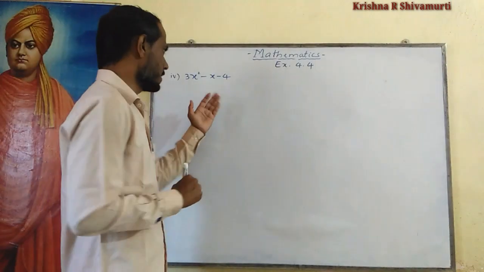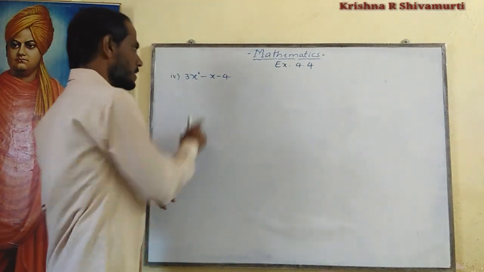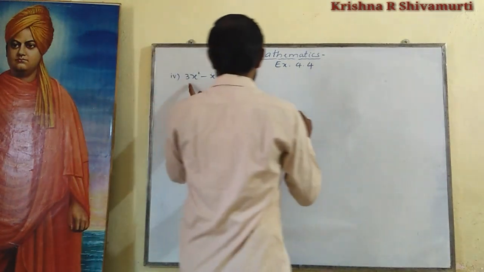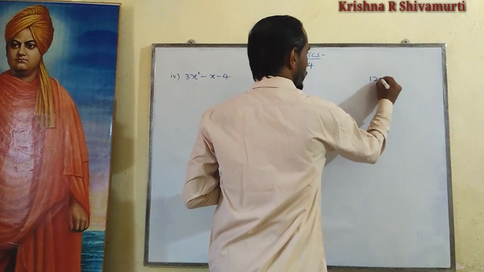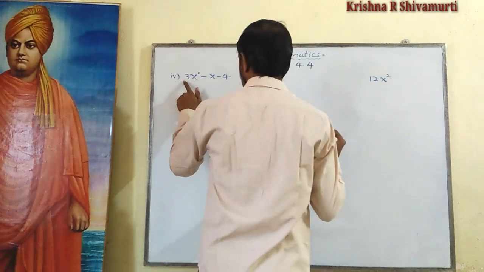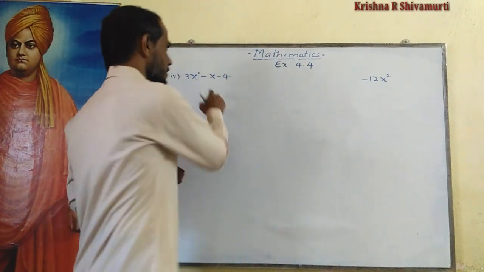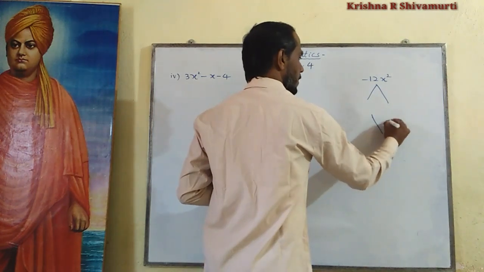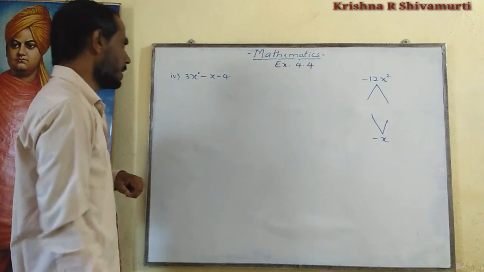We have to discuss the fourth problem in the same way. That is the same method, the factorization method. What is the step? First and last, multiply the first term and last term. 3x square, minus 4. 3 fours are 12. 12x square with the sign plus into minus is minus. And the middle term is what? The middle term is minus x.